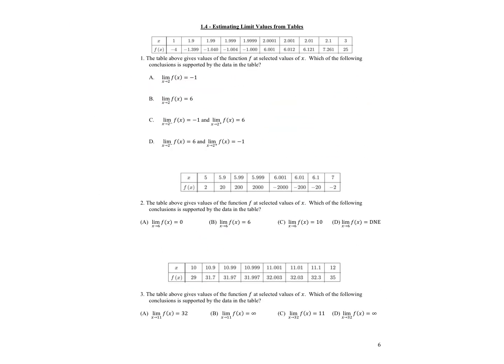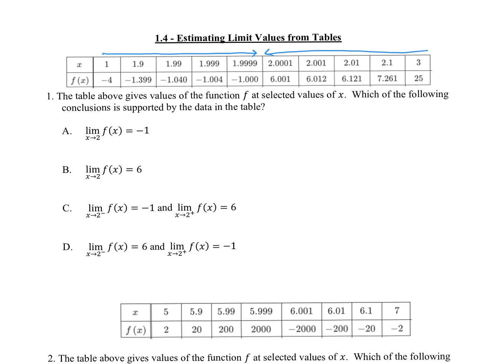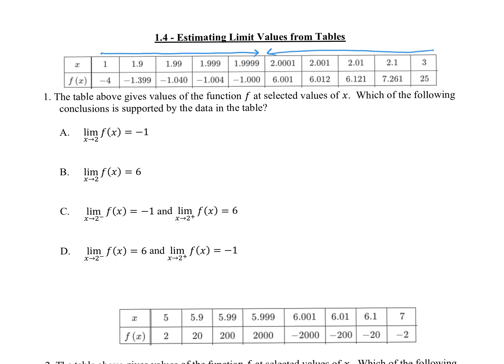White homework packet. Now, this is just talking about limits, given a table and not a graph this time. This is saying, the table above gives selected values of x. What x value do you think these x's are approaching from the left and from the right? Would you say 2 would probably be in between 1.999 and 2.0001? So I'm looking for the limit as x approaches 2. All these are talking about 2.